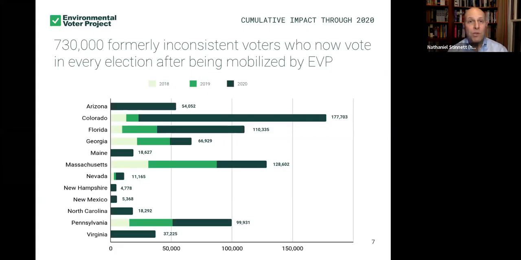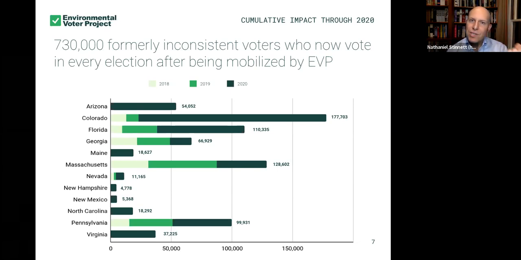Just through the end of 2020, and we are about to update this chart that you're seeing. We need about 3 or 4 more weeks to get all of the voter file data in from 2021. But just through the end of 2020, we had contacted 7.4 million different individual environmentalists. Of those 7.4 million, 730,000 of them had become such consistent voters that they had voted in their most recent federal election, their most recent state election, and their most recent local election. They had become super voters.